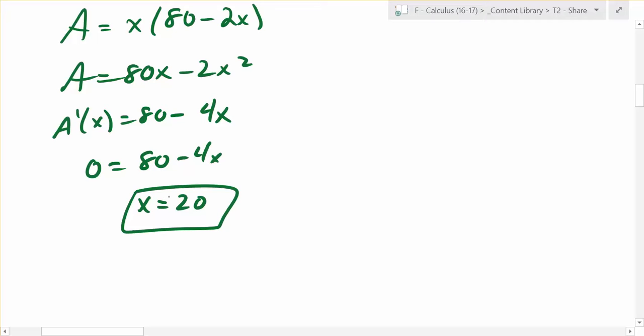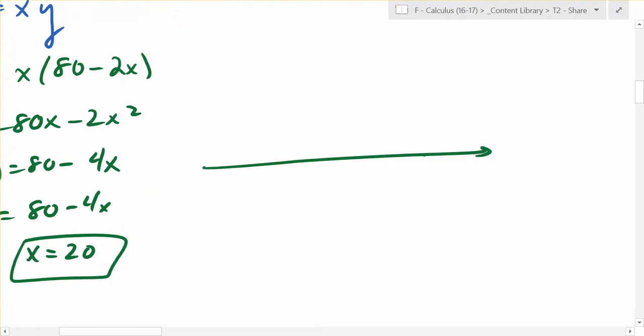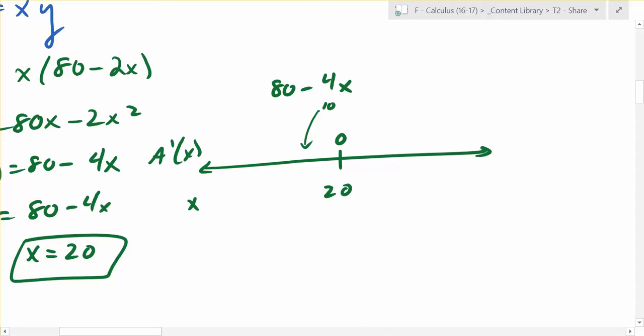So you think a max could occur at x equals 20, but you need to prove it using A. So that's the x value and the A prime of x. And you know it's 0 there, so what's the derivative? 80 minus 4x. What's to the left of 20? What number could go right there? 0? Well, you want an amount of fencing that makes sense. So maybe 10. Plug in 10 into this.